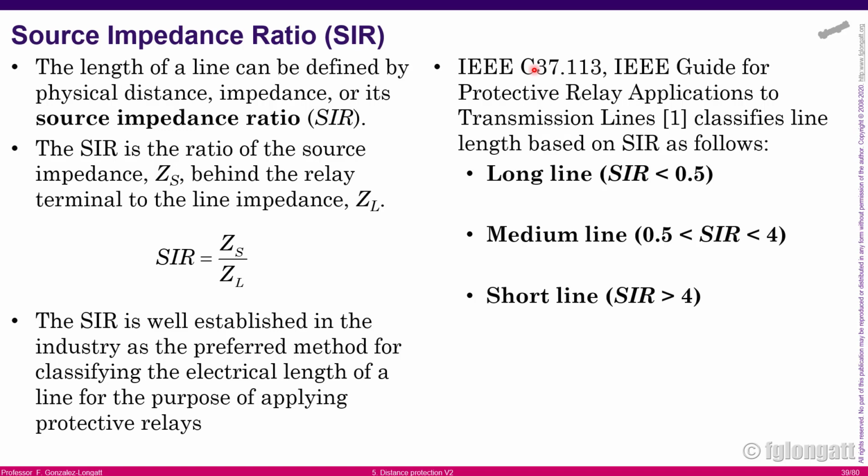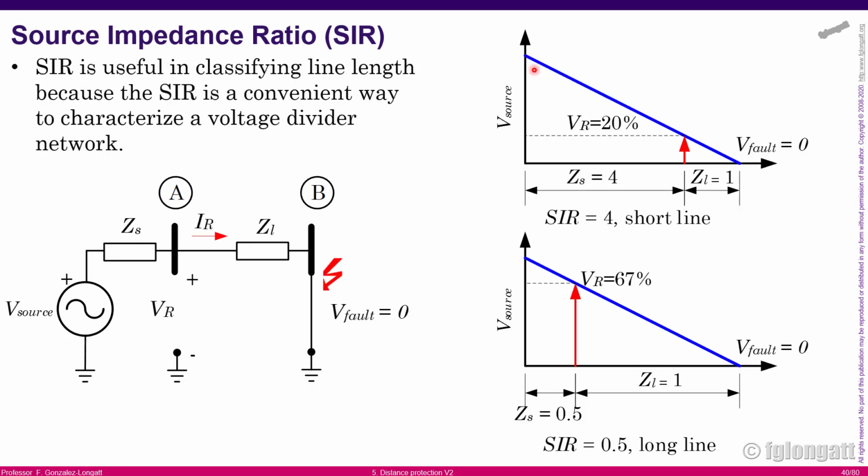But probably you are wondering, okay, what is the implication? What is the important point of knowing the source impedance ratio? The source impedance ratio is very important because it will allow you to identify the voltage drop at the relay location when you have a fault on the transmission line.